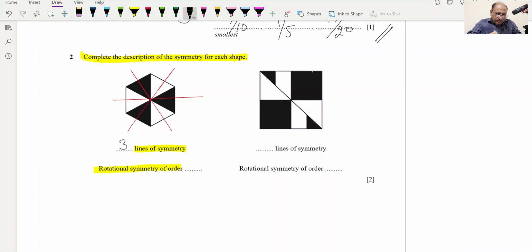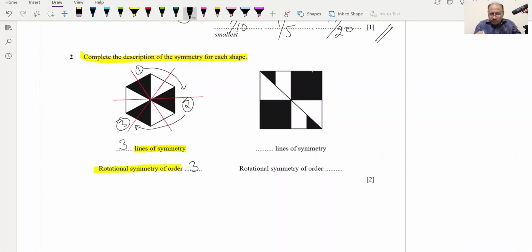Also, if we rotate the shape, one is this location, and when we move it, second will be over here, and further move, so third. So 3 locations will get the same shape. So rotational symmetry of order 3.